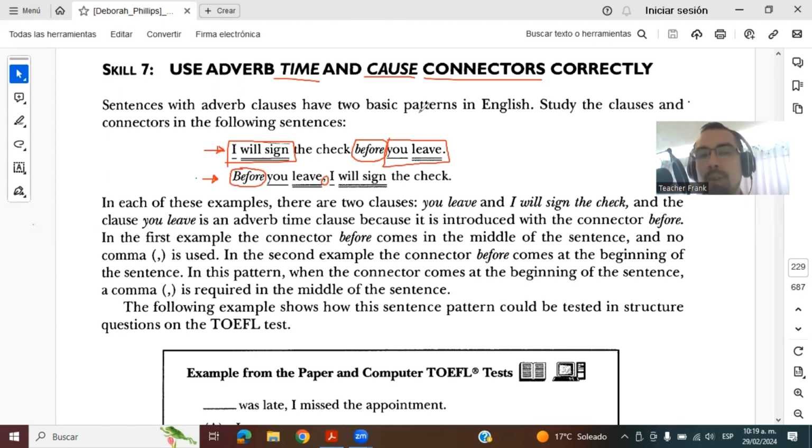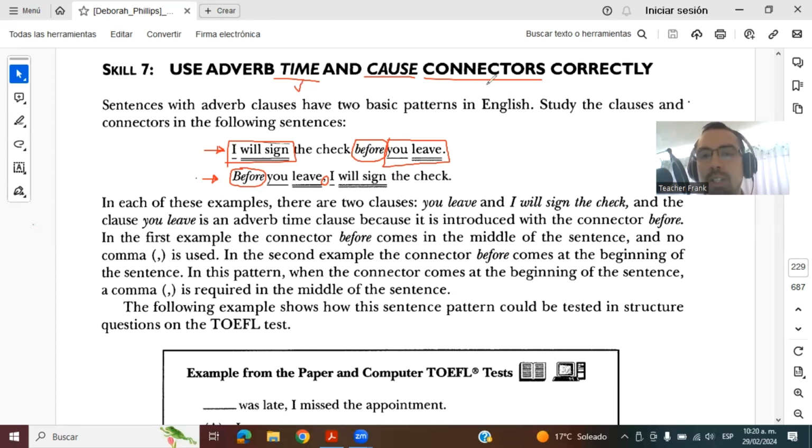And in this case, before is a time connector. We were looking at coordinating conjunctions or coordinating connectors, like and, or, but, yet, so. And here in skill 7, we cannot do that with coordinating connectors like and. I can't say and you leave, I will, no, it has to be in the middle. But these types of connectors, which we're going to see some of in a moment, you can put in the beginning and separate the clauses with a comma.